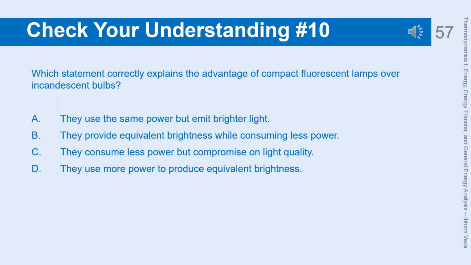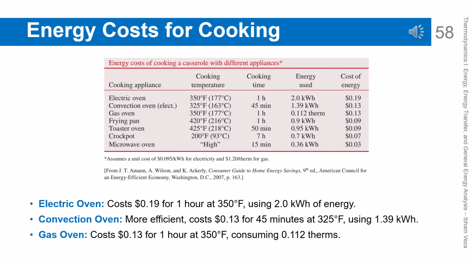C. They consume less power but compromise on light quality? Incorrect, because compact fluorescent lamps reduce energy consumption without compromising light quality. D. They use more power to produce equivalent brightness? Incorrect, because compact fluorescents are specifically designed to use less power for the same level of brightness. Energy costs for cooking. Different cooking appliances have different energy costs for the same task.